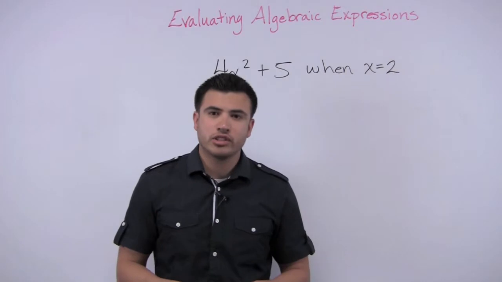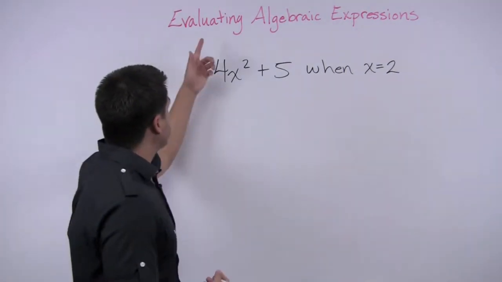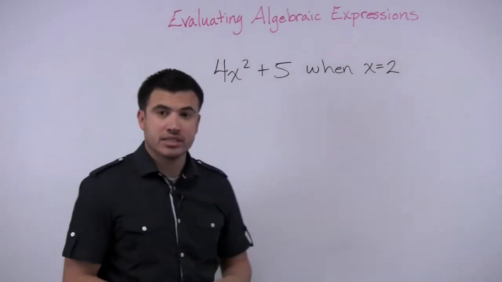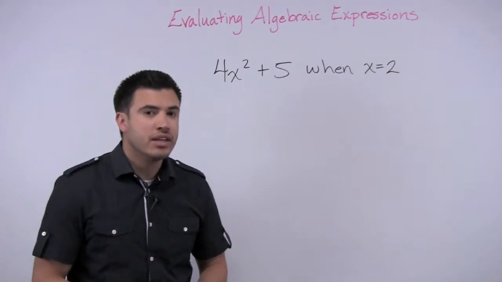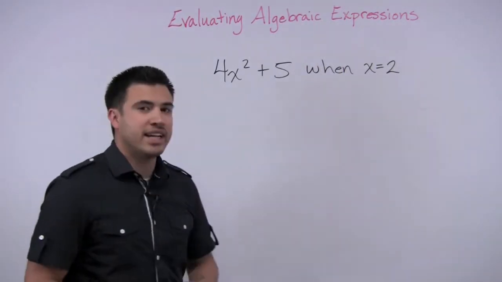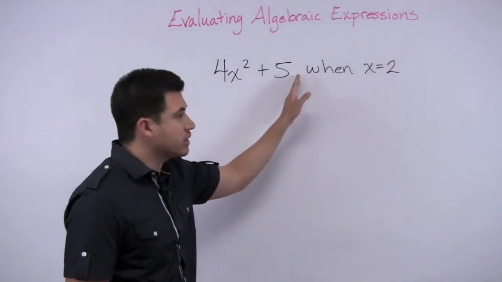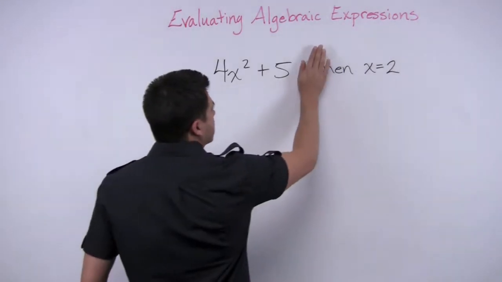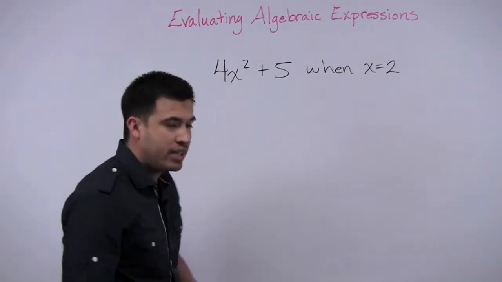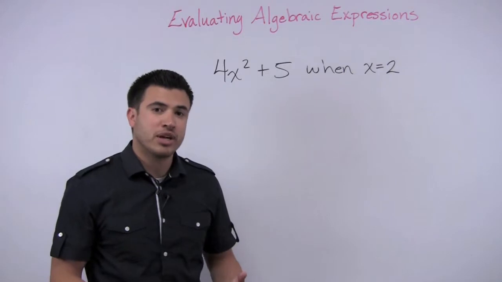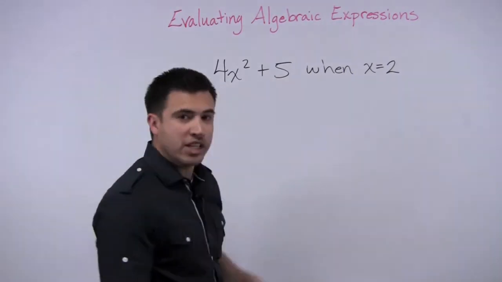In the introduction of Algebra 2, you will probably be asked to evaluate algebraic expressions. What does that actually mean, or what is an expression? Well, the easiest way to understand it is that an expression is something that does not have an equal sign. So if we just look at 4x squared plus 5, that would be represented as an expression because it does not say 4x squared plus 5 equals something.